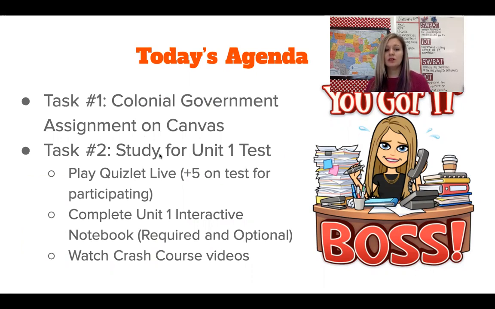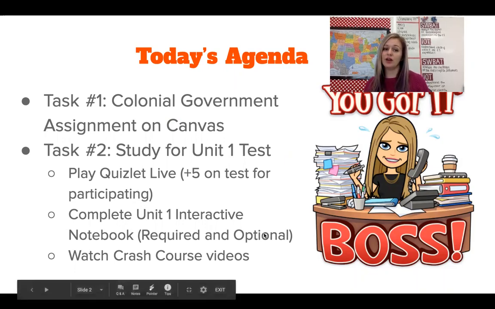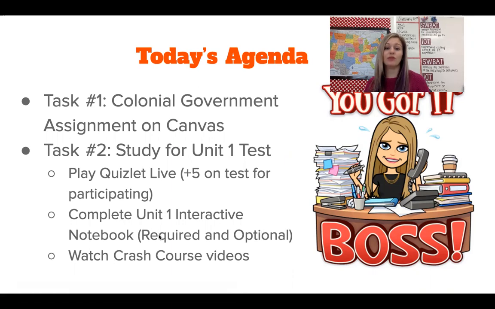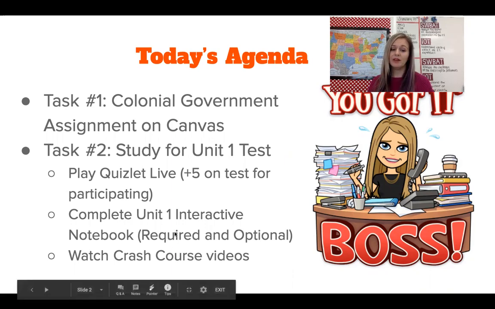Task number 2 is for you to continue to prepare for your test and study. In class, we played Quizlet Live with the opportunity of getting 5 extra credit points for participating. Odds are that you missed that Teams meeting, so you missed that opportunity. Remember, though, you can still get extra credit by completing the optional questions on your interactive notebook. Remember that you do have to have the required pages of your interactive notebook completed and turned in by the day of the test so that you can get that quiz grade. So make sure that you're getting those things done.